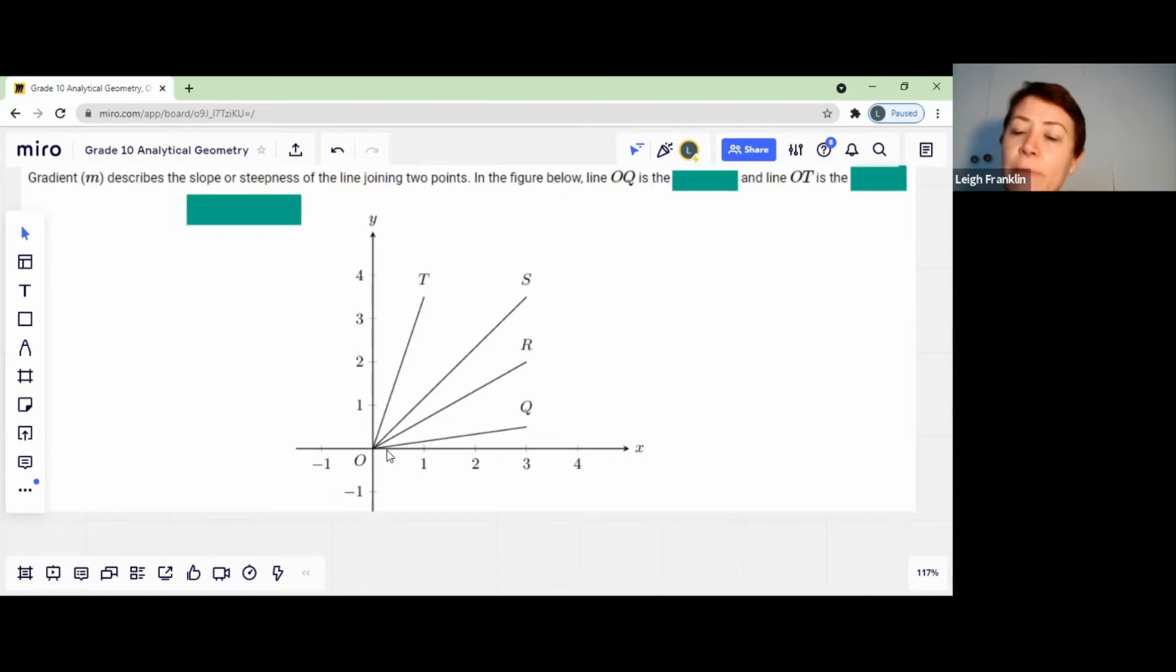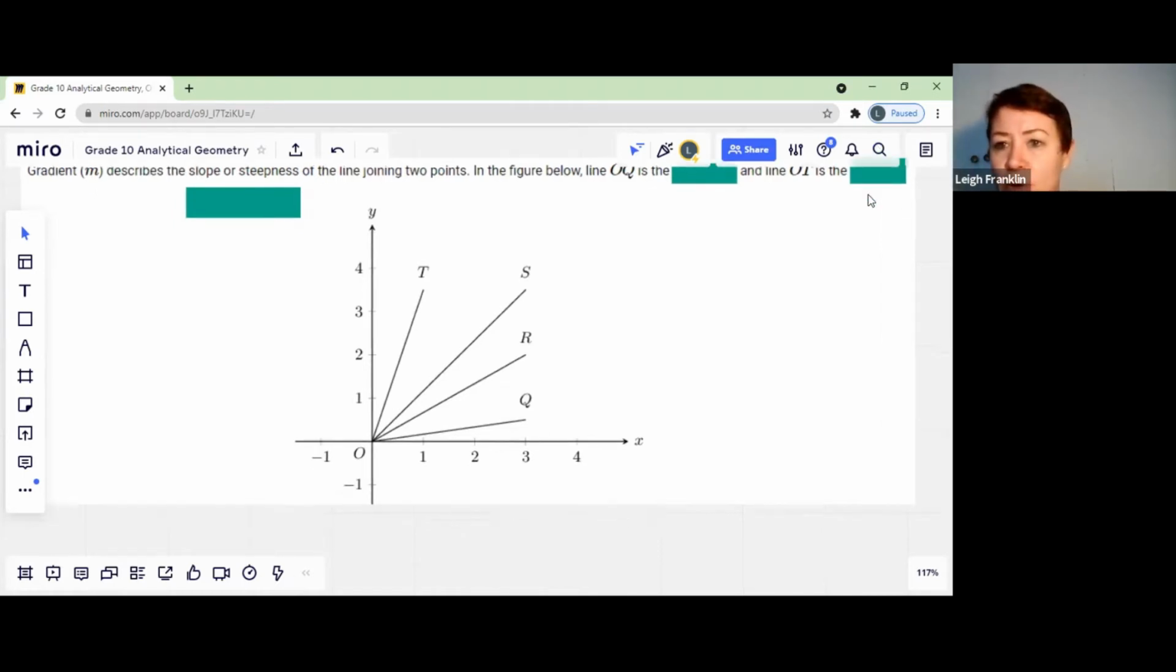So if you can imagine that you're standing at O and someone asked you to walk to Q, all right, you'd be much happier if somebody said to you, stand at O and walk to Q, than if somebody said to you, stand at O and walk to T. Can you see how much steeper it is? Nzole, very good question, all right? So QT is the steepest.